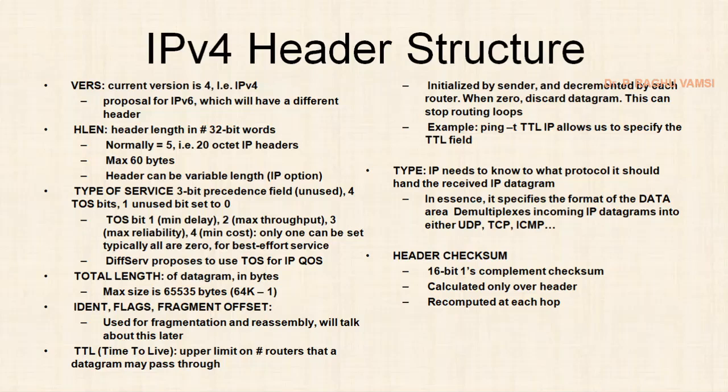Majorly, whenever the TTL is crossed, that means the number of routers has been crossed. For crossing every router, the TTL value will be decremented by 1. Whenever the TTL value becomes 0, then the datagram will be discarded.